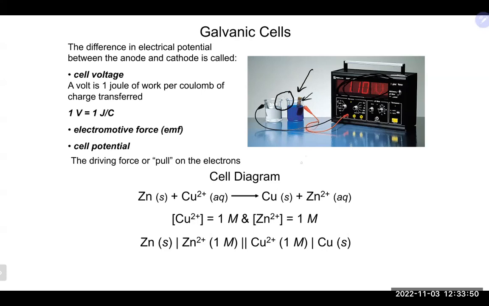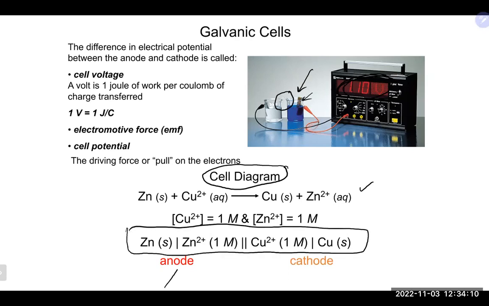Another way that reactions in galvanic cells are sometimes represented is by what is referred to as a cell diagram. So this is the overall redox reaction for what we were just looking at, and the cell diagram is what's on the bottom here. It is always written anode to cathode. So this is the anode compartment. The two lines represent the salt bridge.